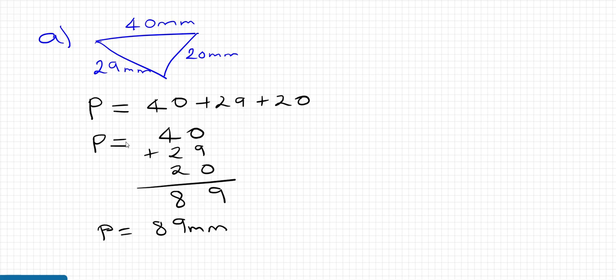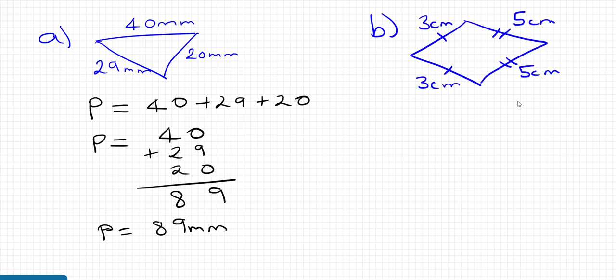So if you wanted to show this working out in a different area, that's fine as well. Okay, for B, we can see there are some dashes or lines on our shape, and that's just telling us that they are equal sides. So 2 dashes here and 2 dashes there means this length and that length are equal. So 5 and 5 are the same for that reason.